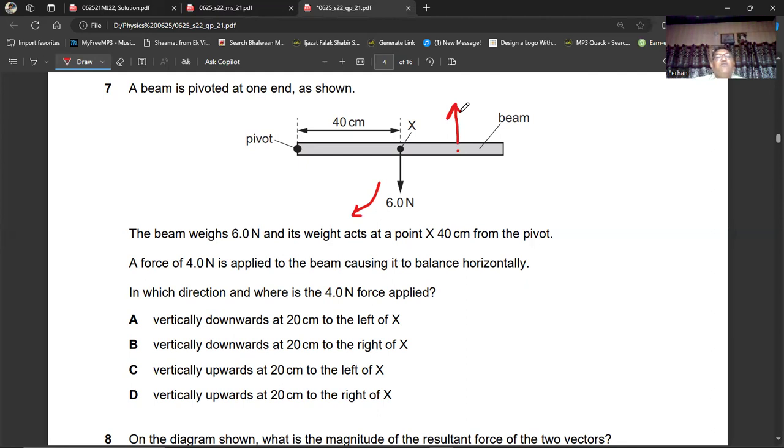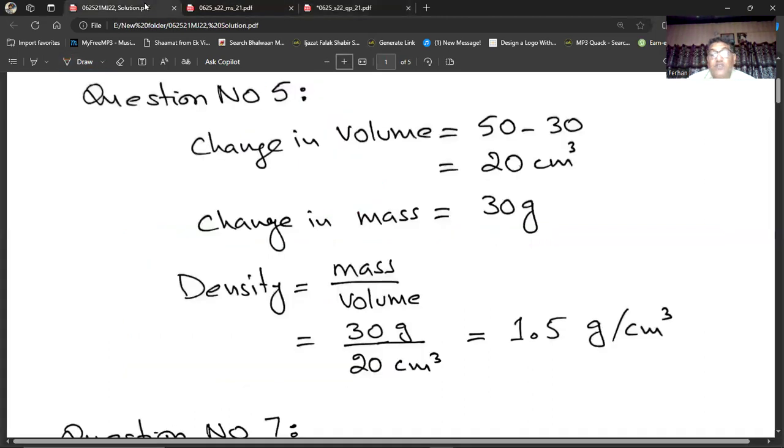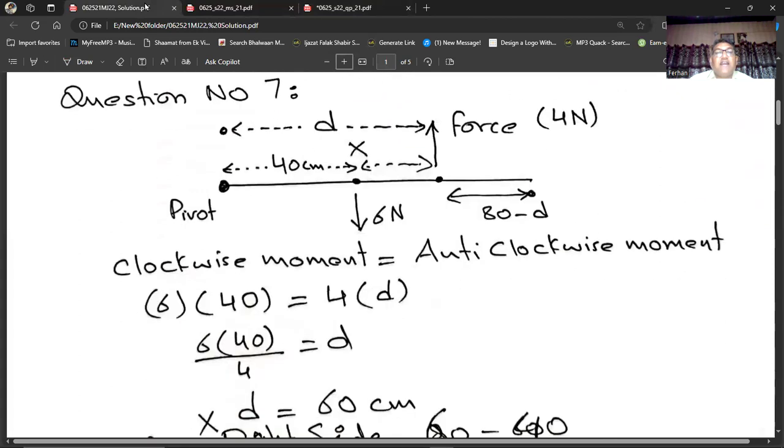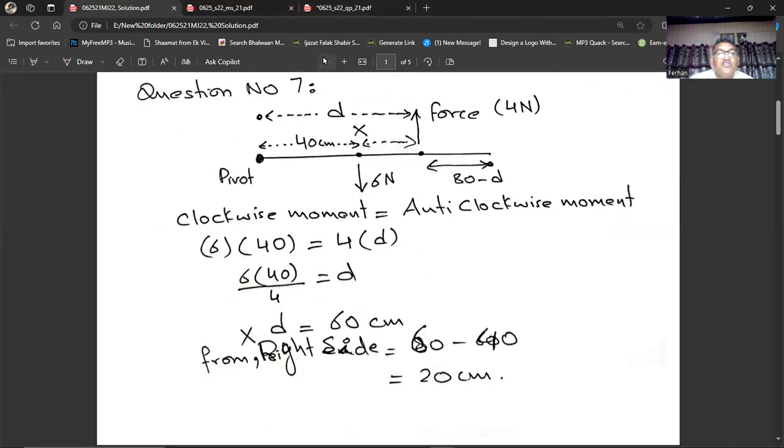Okay, so I have to tell how much is the distance of that force from the point X. Most probably, because the force which we have to apply is 4 Newton, which is less than the weight, its moment arm should be greater than the moment arm of this weight. So it's a very conceptual question. Hopefully I will be able to explain how this is done. Here I will apply the force. This is my idea. The clockwise moment is equal to the anti-clockwise moment.